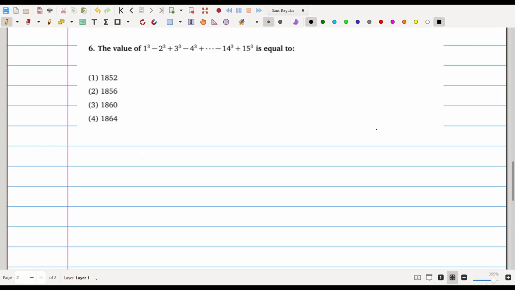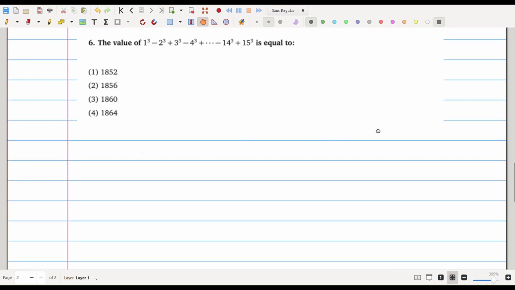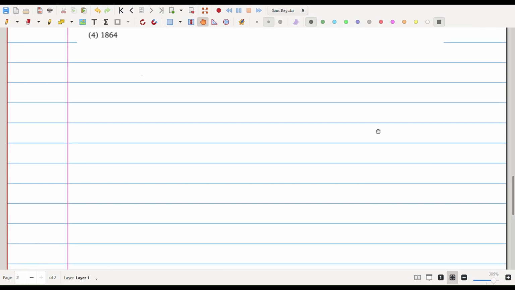Today we are going to solve this question which appeared in JEE Mains 2026, April 6, shift 1. The given question is 1 cube minus 2 cube plus 3 cube minus 4 cube and so on up to plus 15 cube. We need to find this expression's value.